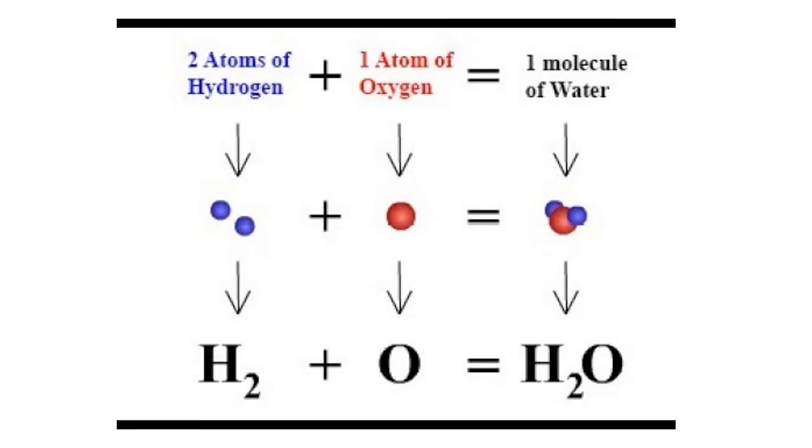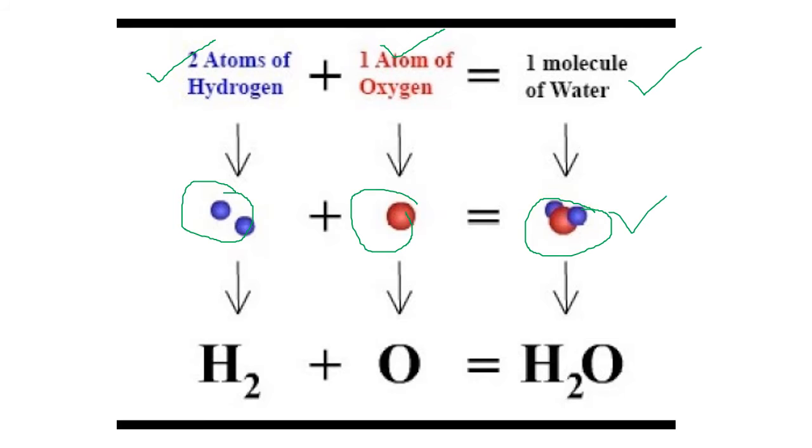Here also you can see, when you have to make water, 2 atoms of hydrogen and 1 atom of oxygen will give you 1 molecule of water. So these two are the hydrogen atoms, this is the oxygen atom, and when we combine these, they form a compound H2O. H2 plus O will give H2O. That means they are present in fixed proportions.